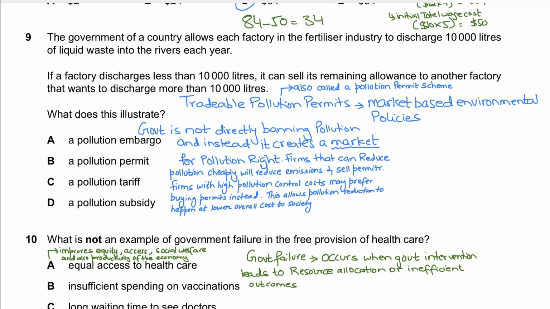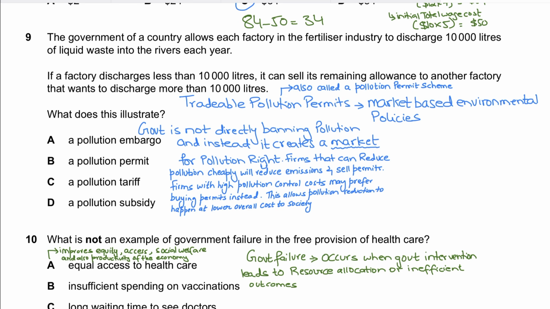So they've given you a scenario where the government is allowing the factories to discharge a certain amount of waste into the rivers, but for those who want to discharge more versus those who want to discharge less. So what is this scenario representing or telling us about? This is basically known as tradable pollution permits, and it's a method that the government uses to reduce negative externalities in climate change, environmental pollution, to reduce social costs basically.